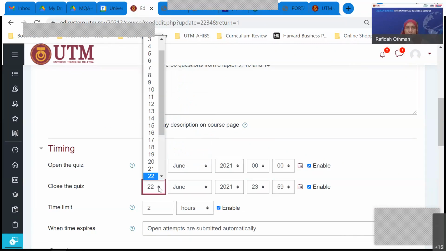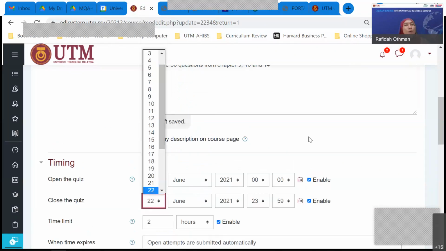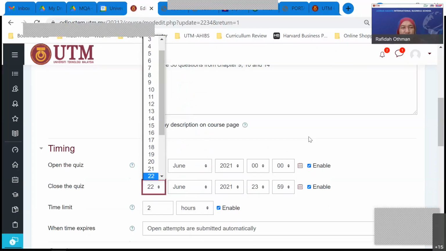17 to 2 days lah. Enough lah, 2 days, yeah. 19. And you know what? If I open it for 4 days, you don't know when you are going. You think I don't know when you are going to take the quiz? Definitely on the last day. Definitely on the last day. Right? Yes. Correct.